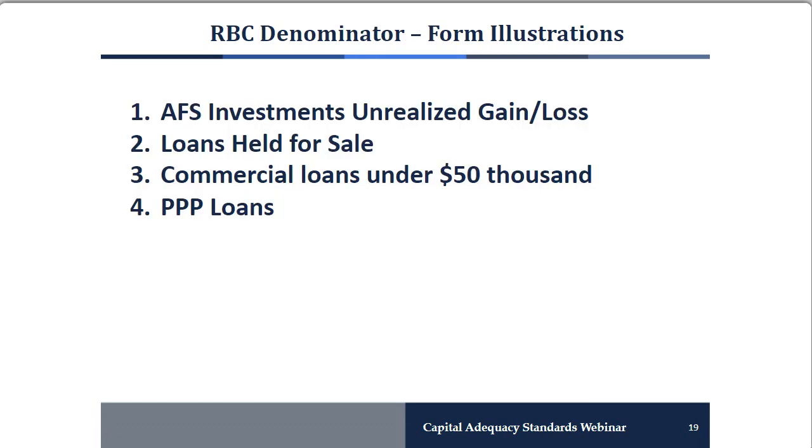The next few slides show examples of transfers that must be made for the RBC denominator call schedules. We will cover unrealized gain-loss for available for sale investments, loans held for sale, commercial loans under $50,000, and Paycheck Protection Program loans.